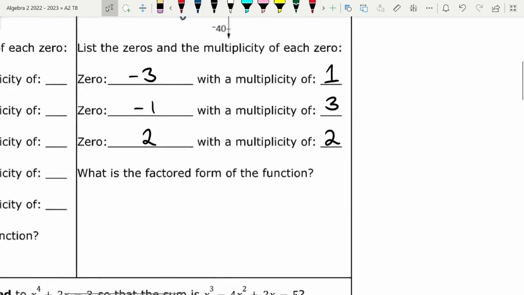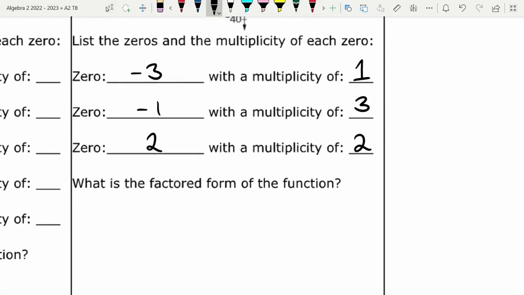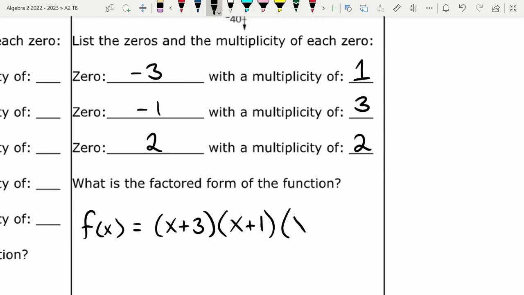The way we can write down the factored form of this function, we would write f of x is equal to x plus 3 times x plus 1 times x minus 2. So we're just going to flip the sign of each of the zeros, and that would be my factors. And then we take these multiplicities and apply them to each power. So we have x plus 3 to the power of 1, x plus 1 to the power of 3, and x minus 2 to the power of 2.